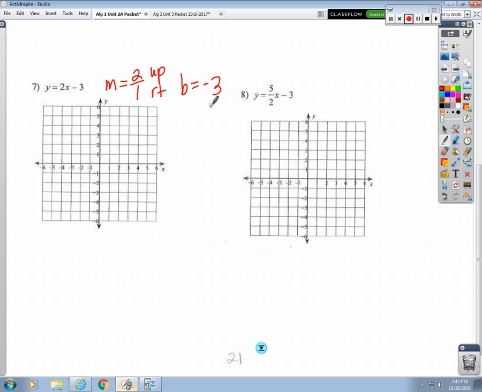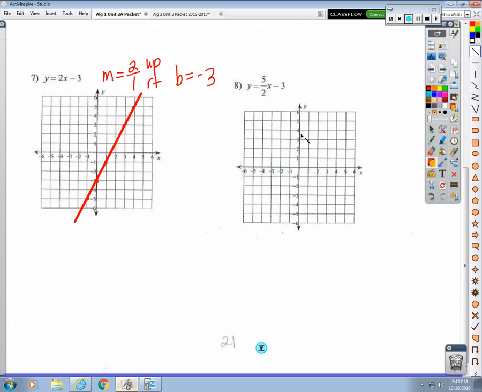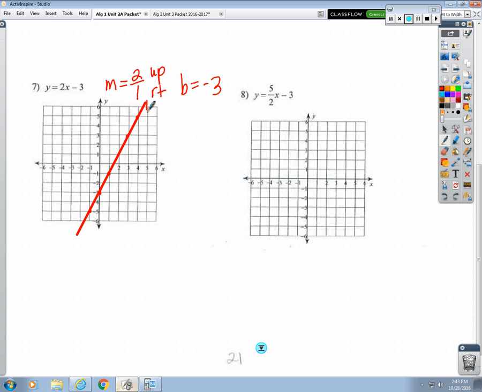-3. So where do I start? Right, and then I go up 2, right 1. And then I could continue doing that. I have plenty of room. You can either go up 2, right 1, or if you want to go backwards, you can go down 2, left 1, the exact opposite. Because think about it. If that's up 2, right 1, isn't down 2, left 1 like that? And aren't those equivalent? Because a negative over negative is just a positive.